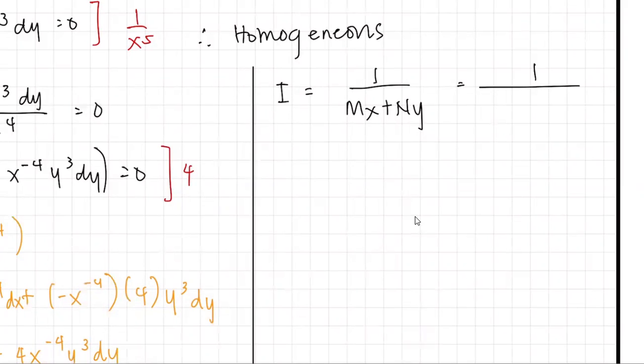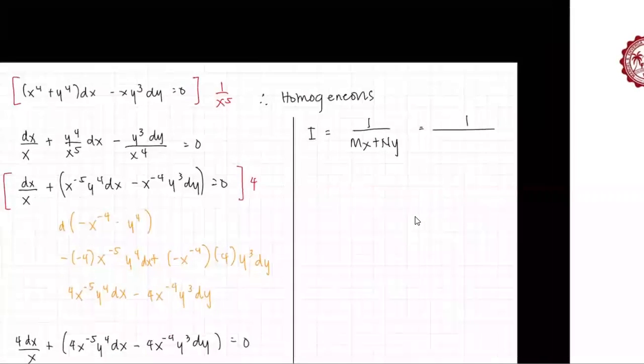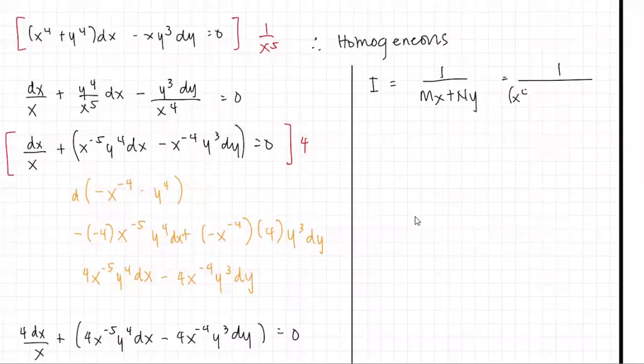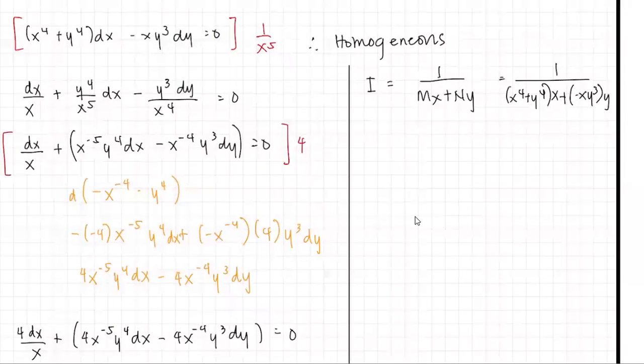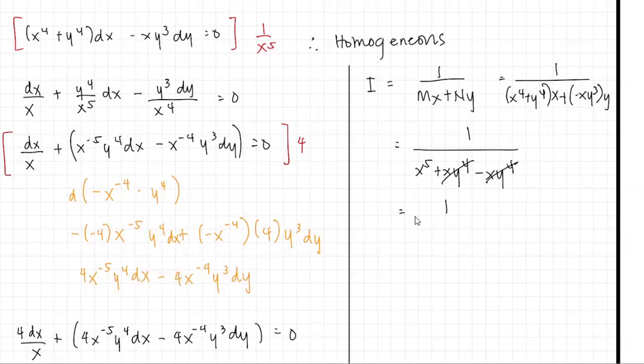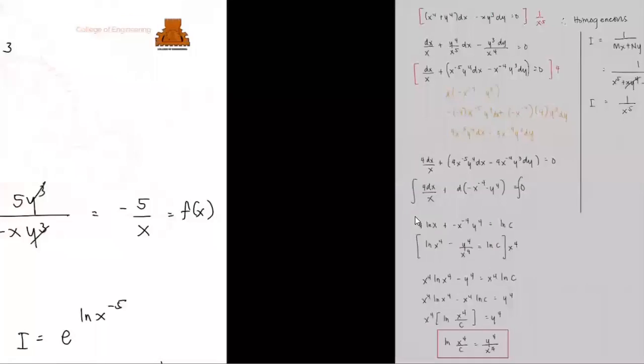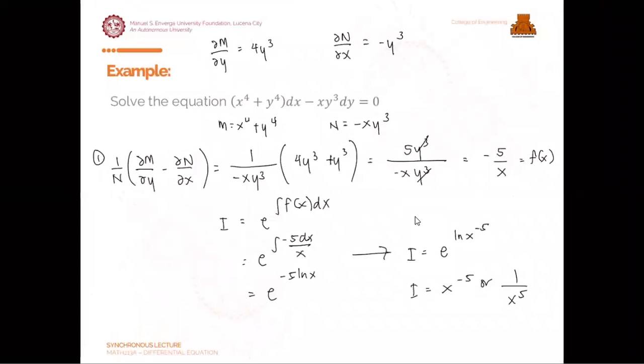So that will be our m, which is x to the fourth plus y to the fourth, and our n, which is negative xy cubed. Okay? Simplify. We have 1 over x to the fifth plus xy to the fourth minus xy to the fourth. So cancel out the two. We have 1 over x to the fifth, which is the same as what we calculated in the first equation, 1 over x to the fifth.